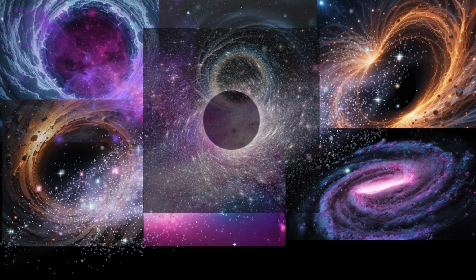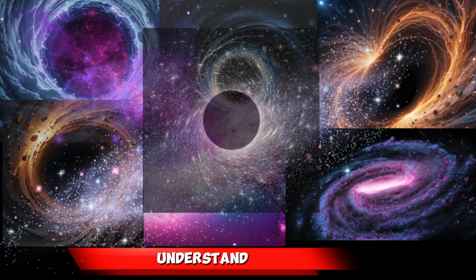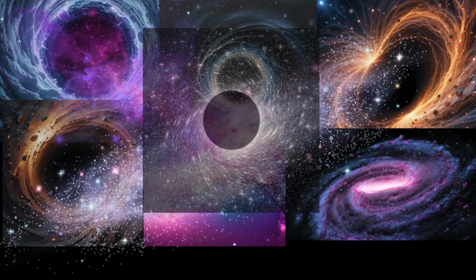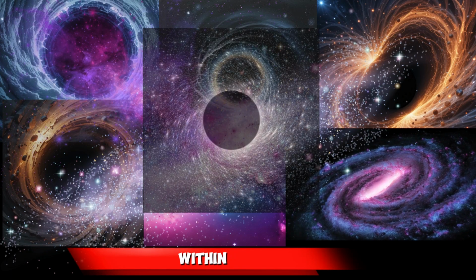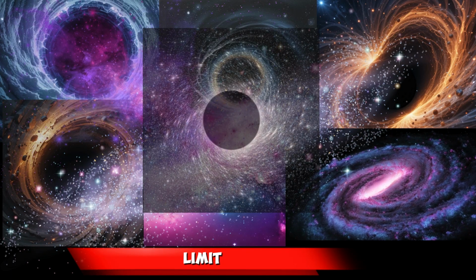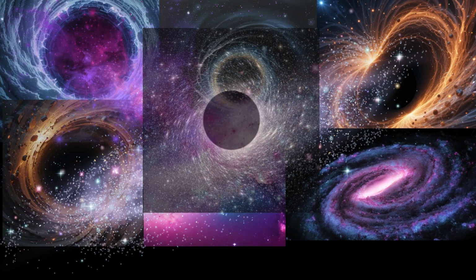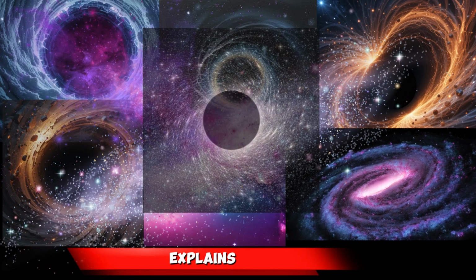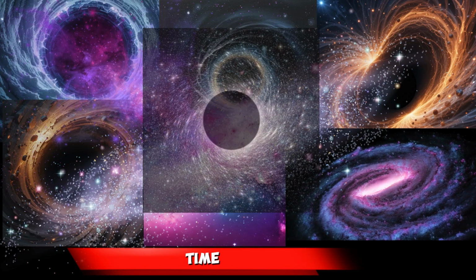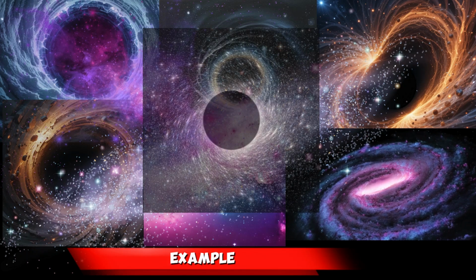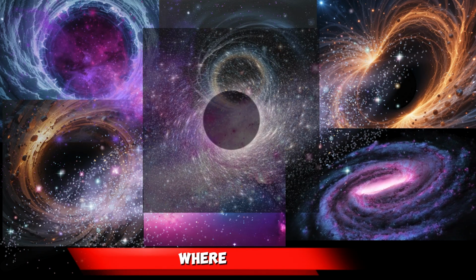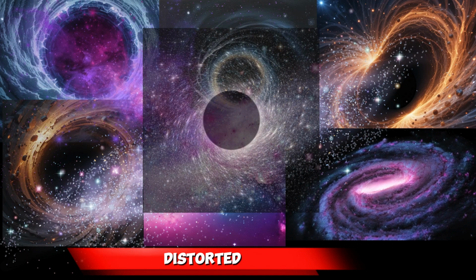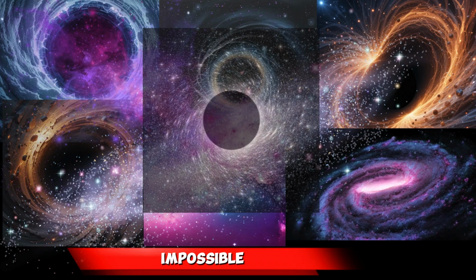Conclusion: light cones help us understand the nature of time and space, showing us what is possible within the limits of the universe's speed limit, the speed of light. Relativity explains how gravity bends space-time, and black holes are the ultimate example of this bending, where time and space become so distorted that escape is impossible.